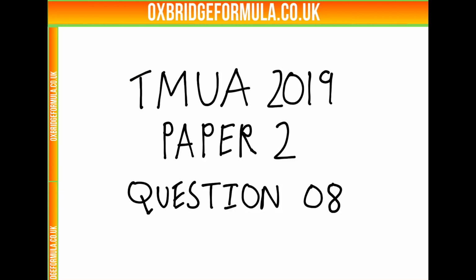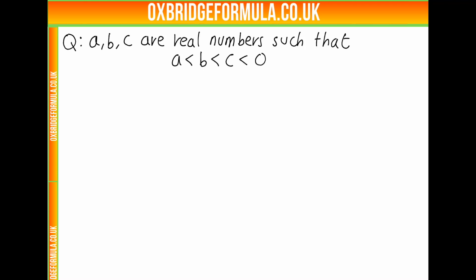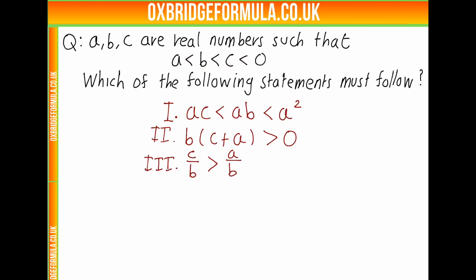This is a solution video for question 8 from paper 2 of the 2019 TMUA or CTMUA exam. In this question we're asked to consider real numbers a, b and c such that a is less than b, is less than c, is less than 0. And then we're asked which of the following statements must follow from this.